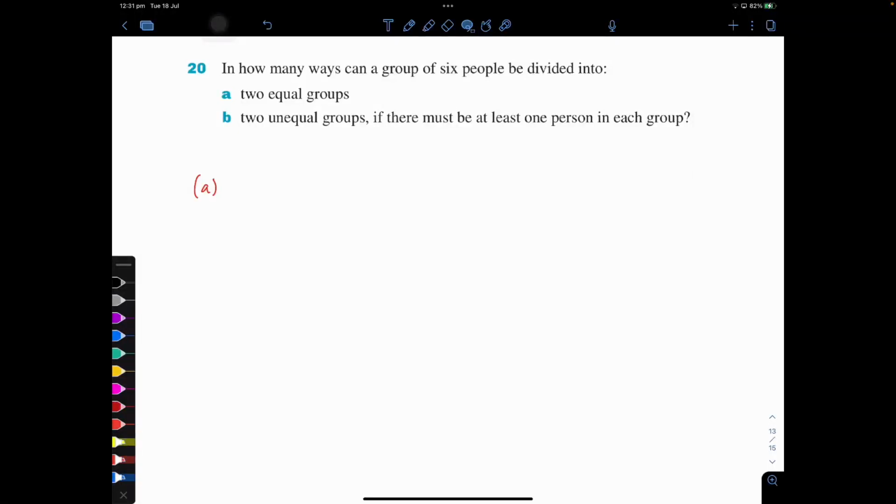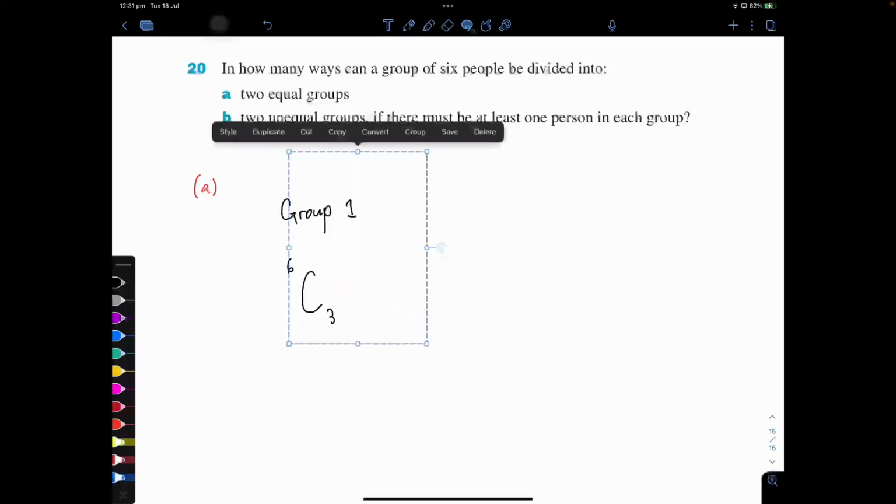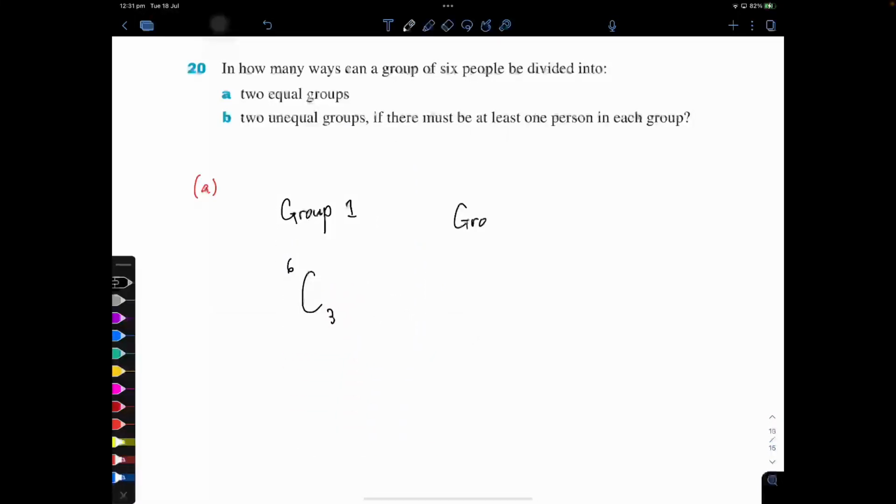It's 6 choose 3. Why? Because first we choose 3 for the first group, and then automatically the other 3 are going to be in another group. So we do 6 choose 3, and that's going to be 20, and then you divide that by 2 because you can get A, B, C for the first group or you could also get D, E, F. So that's why you divide by 2.